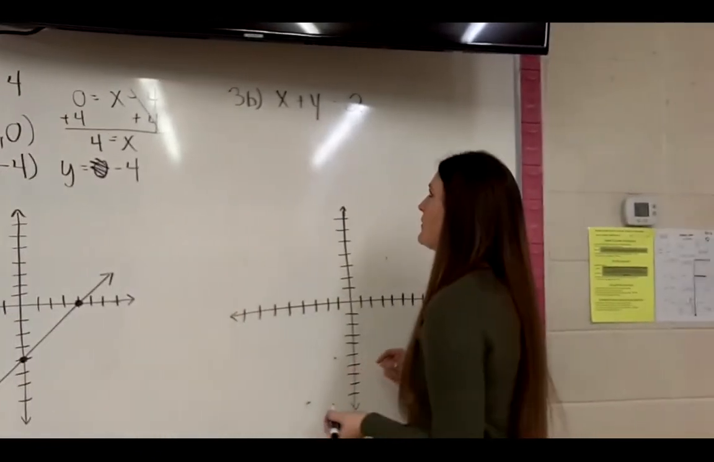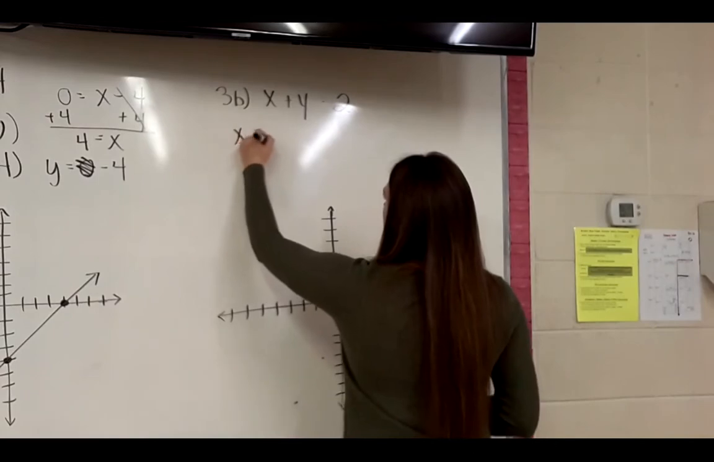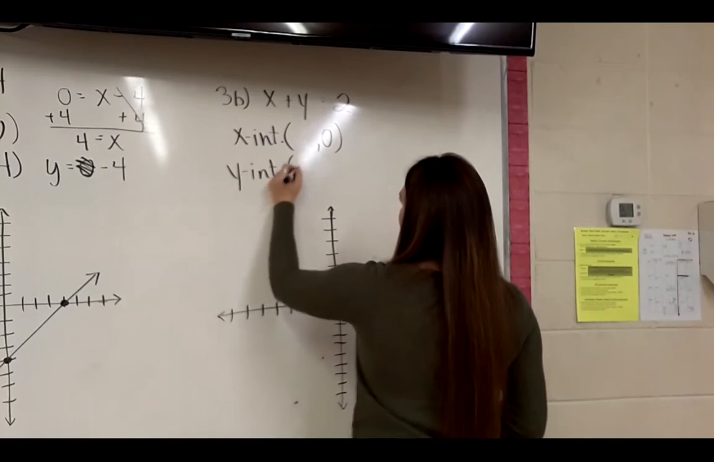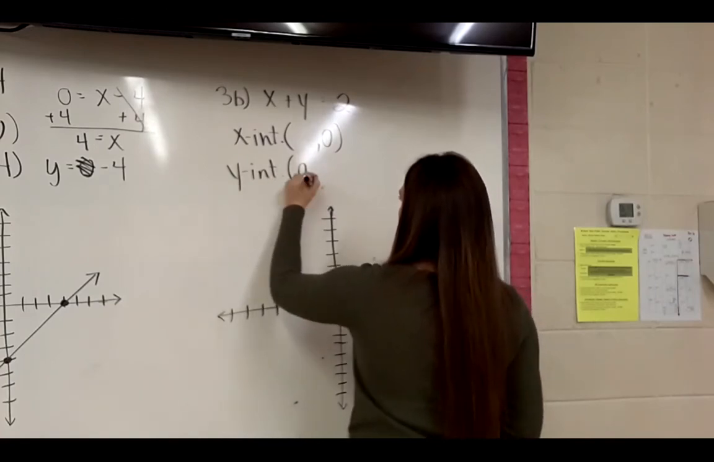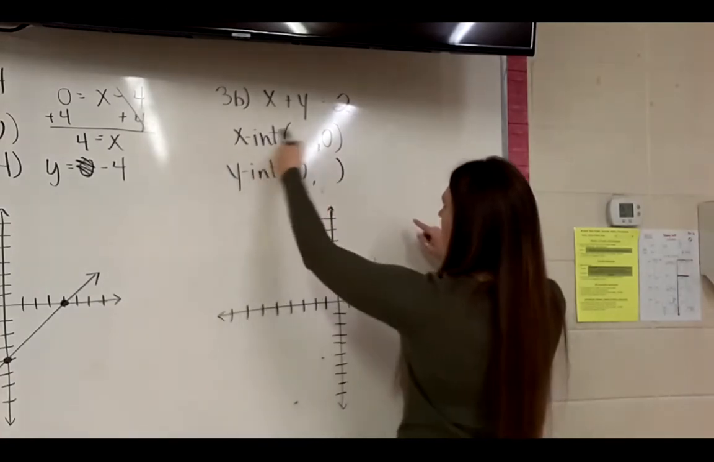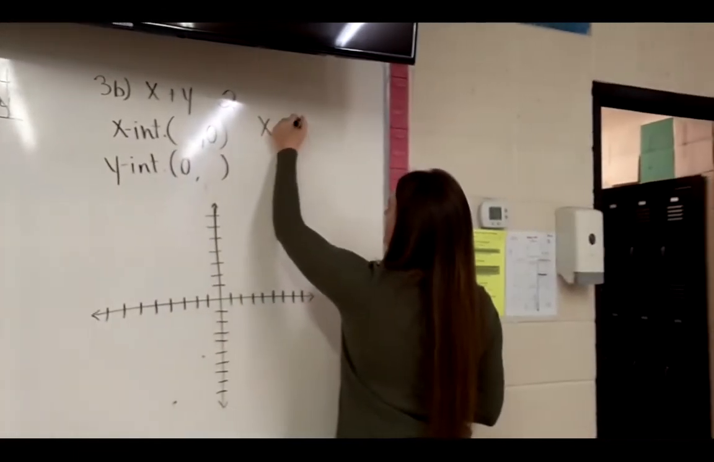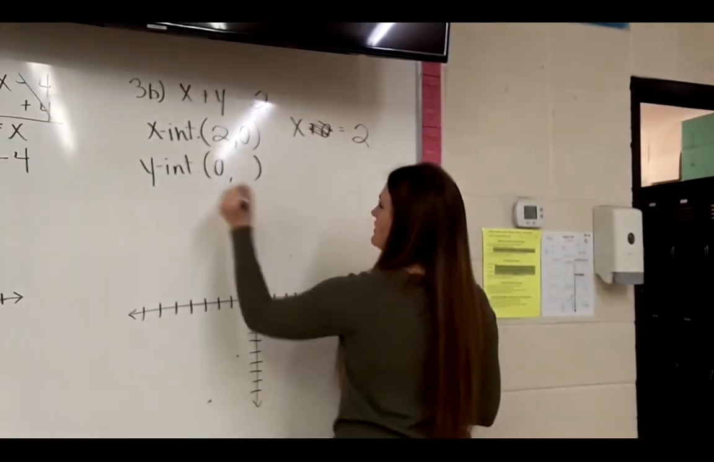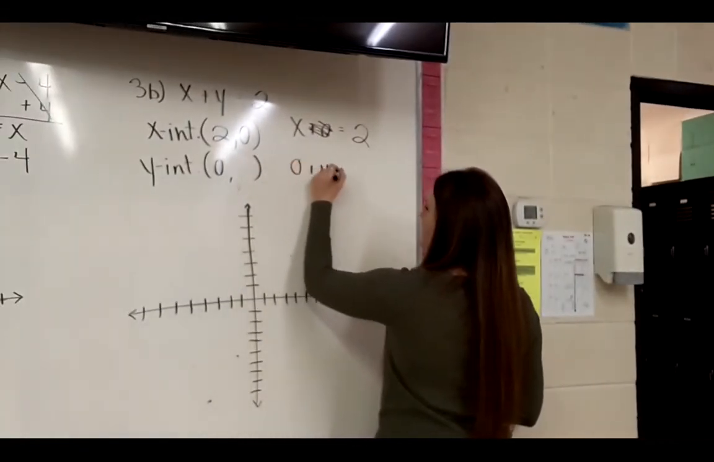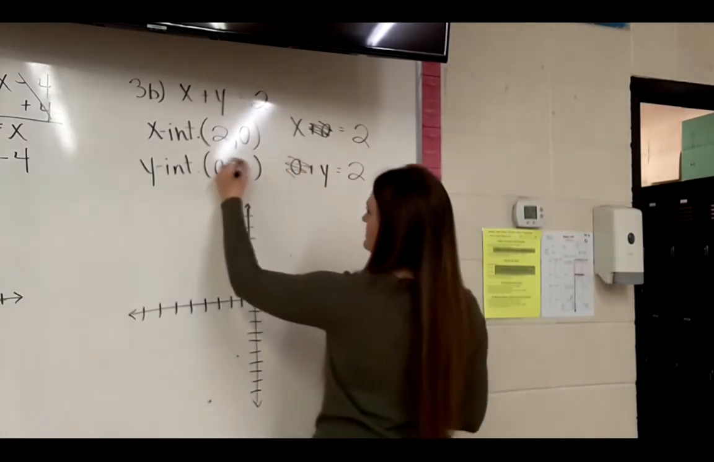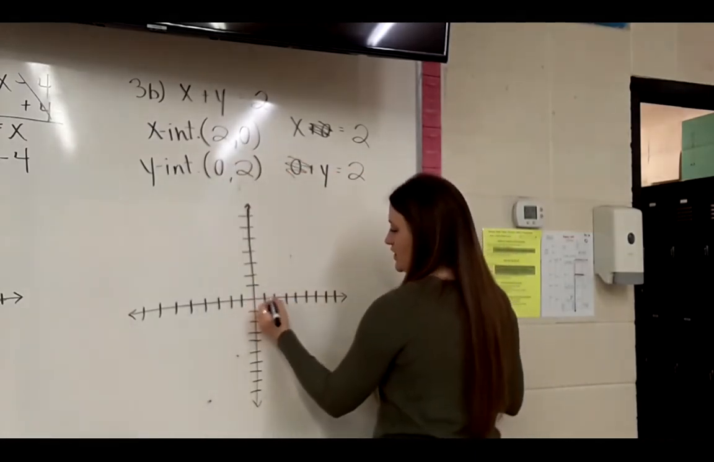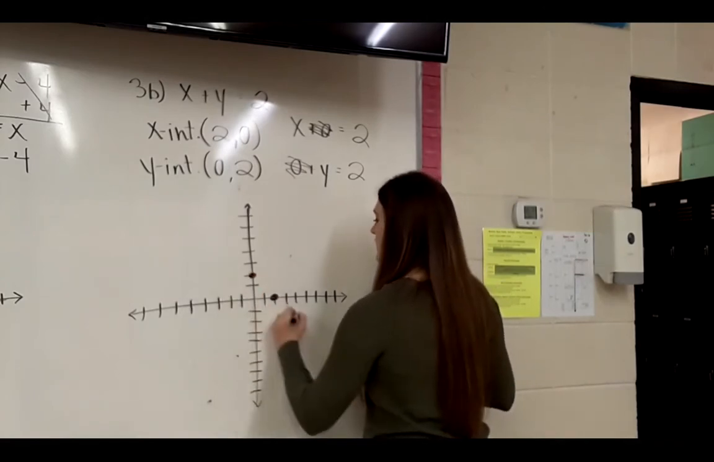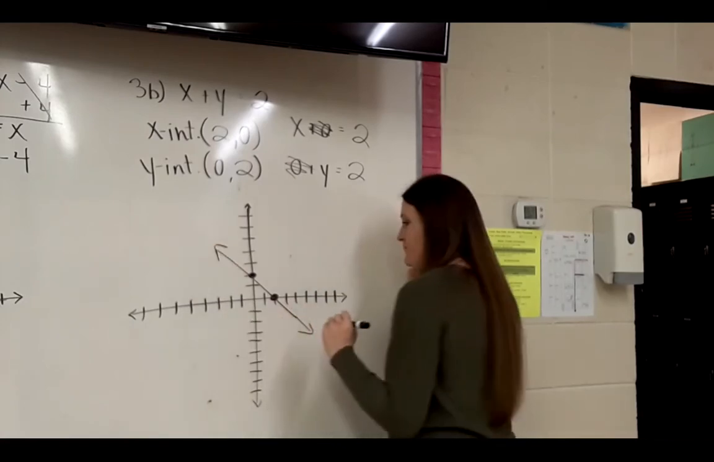So then on 3B, we have x plus y equals 2. My x-intercept is where y is 0. The y-intercept is where x is 0. So I'm going to plug those in. To find my x-intercept, I'm going to plug 0 in for y, which just means x is 2 when y is 0. Then for my y-intercept, I am going to plug 0 in for x, which also means y is 2. So for the x-intercept, I go over 2, 0, and for the y-intercept 0, up 2, and then draw our line.